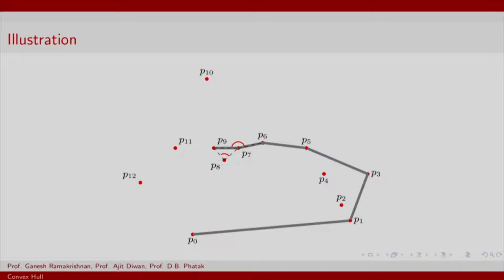So this means we need to pop P8, drop P8, and in fact when we go to P10 we are going to drop a whole lot of the other points. We are going to drop P7, P6, P5 and so on, and actually connect P3 to P10 directly.